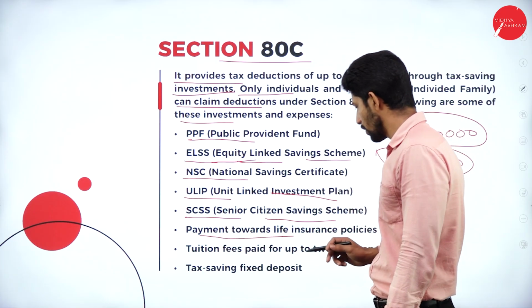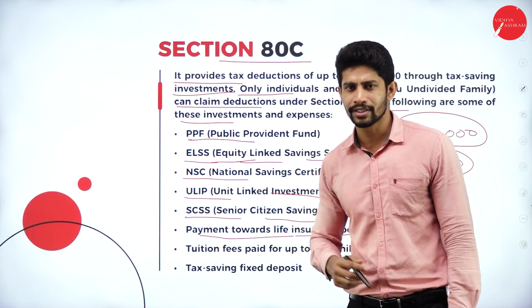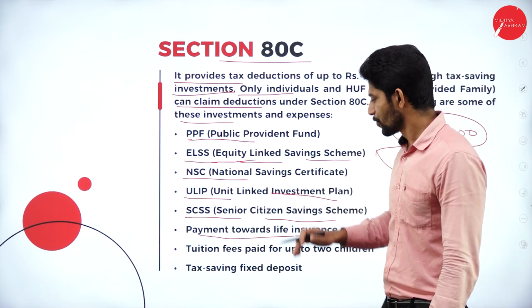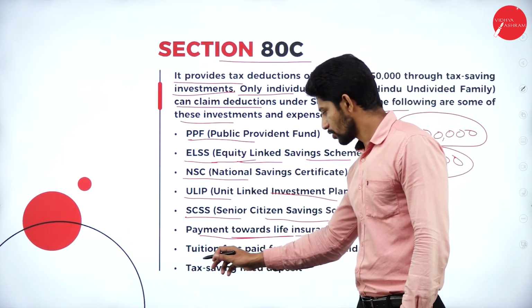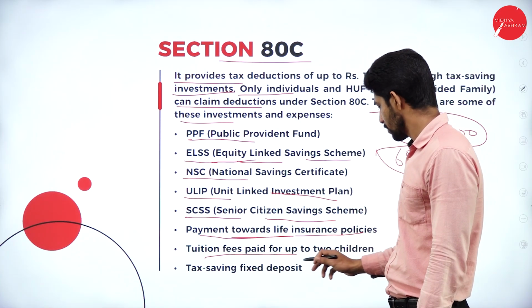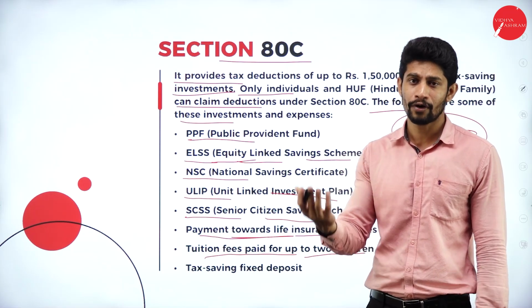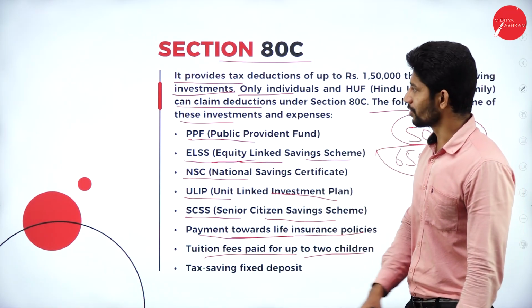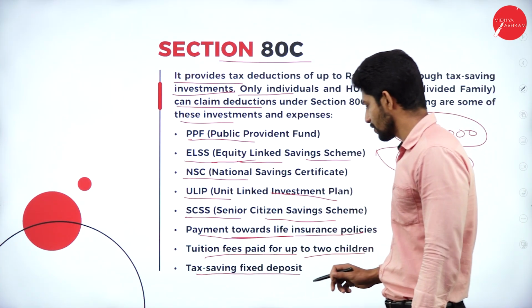And the payment towards life insurance policies, yes, if you are paying any life insurance policy, that also comes under deduction 80C. So from your total income, you can deduct your life insurance policy, what you are paying every year. Next, tuition fee paid for up to 2 children. So whatever tuition fee you are paying for your children's education, you can claim that also as a deduction under section 80C. Next, tax savings fixed deposits.